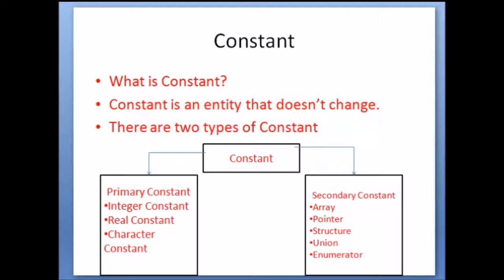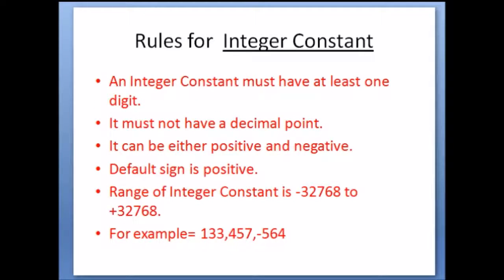We will see it later in an upcoming video. Now what is integer? An integer has a value from minus infinity to positive infinity, and it may be anything. Anything means any value. For example, 13345, minus 564, etc. But it must not have a decimal point. That is its condition.